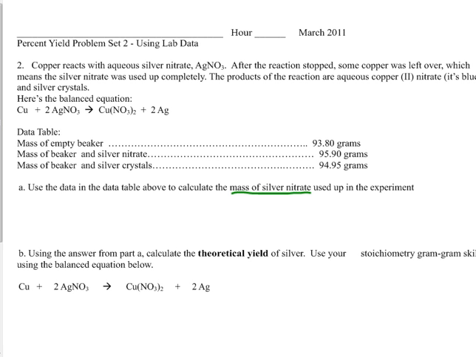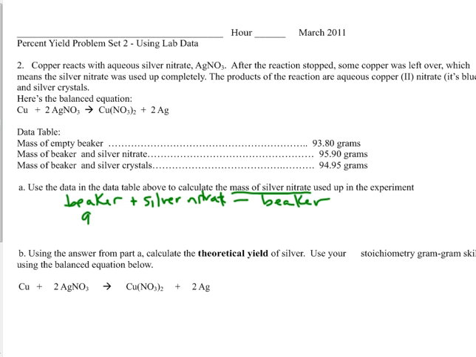You'll have to first subtract out the empty beaker. So here, you have to take the beaker and the silver nitrate and subtract out the empty beaker. Okay. So I'm going to go ahead and you should pause the video right now and come back and see if your answer is verified with mine.